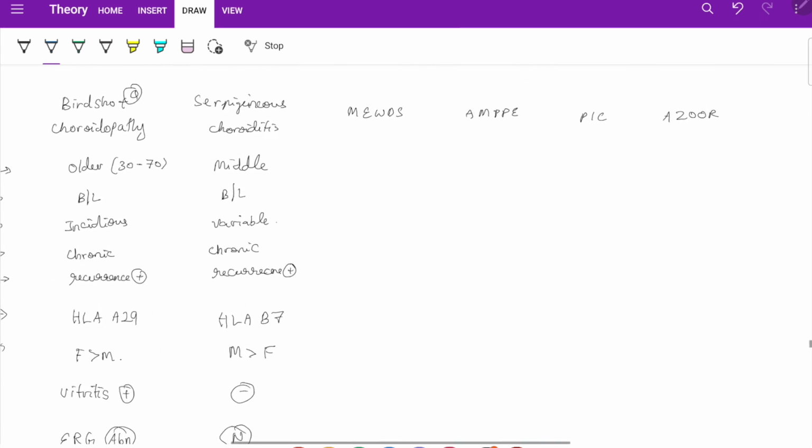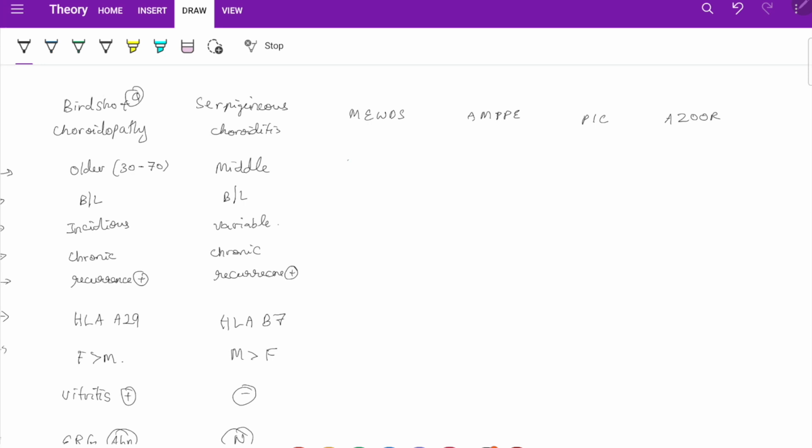Clear? Okay, next one is going to be your MEWDS. What is MEWDS? Multiple evanescent white dot syndrome. We saw the older age group, we saw the middle age group, next one is the younger age group. So this occurs in the younger age group, is going to be unilateral in nature, acute in onset, and self-limited. That means there won't be any recurrence. It's going to be self-limited. Next, this is most common among females.